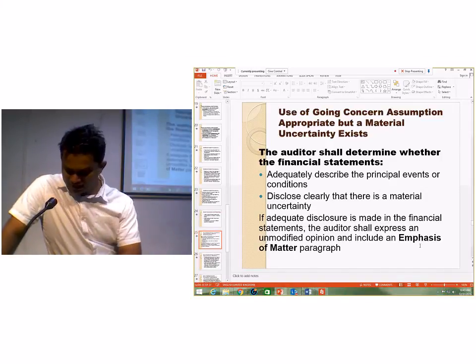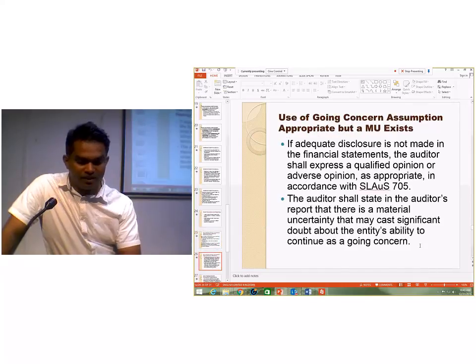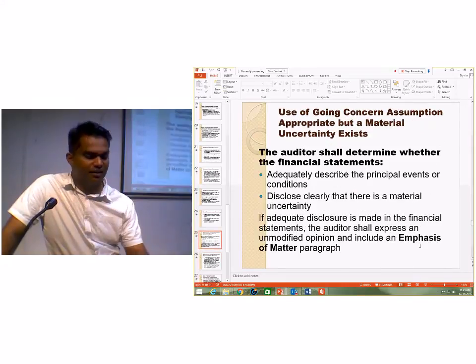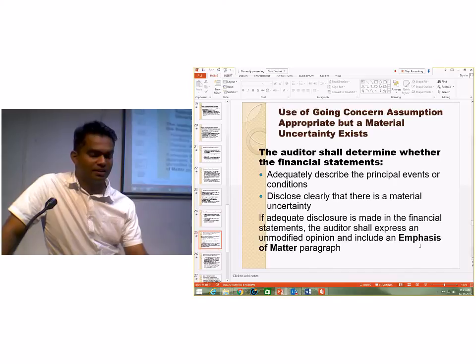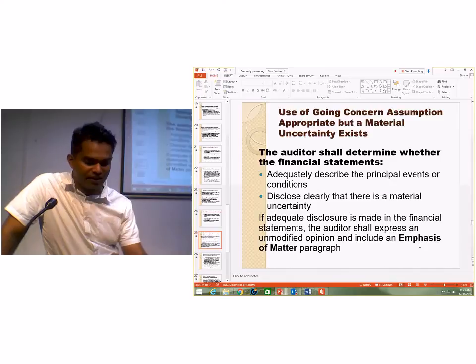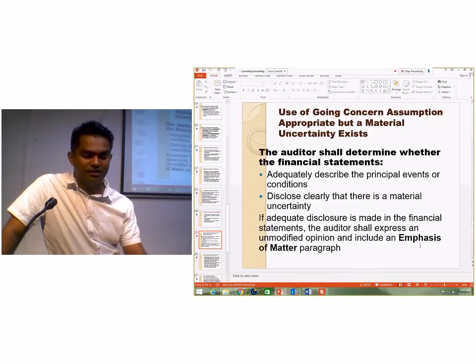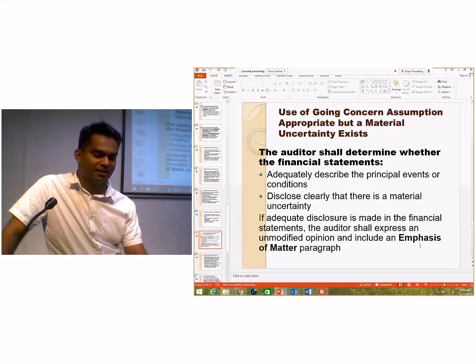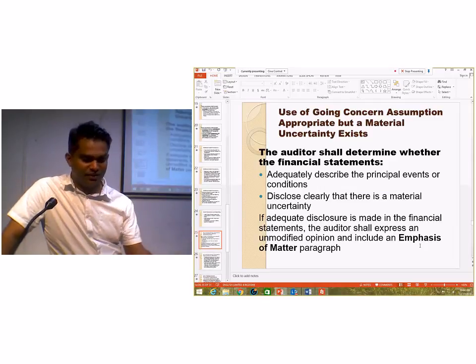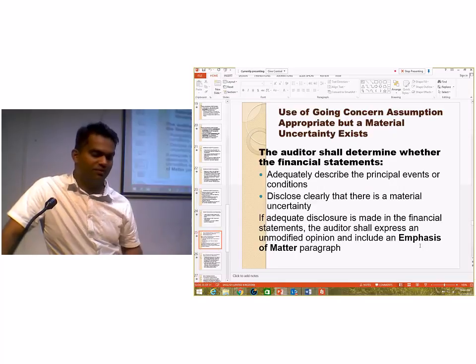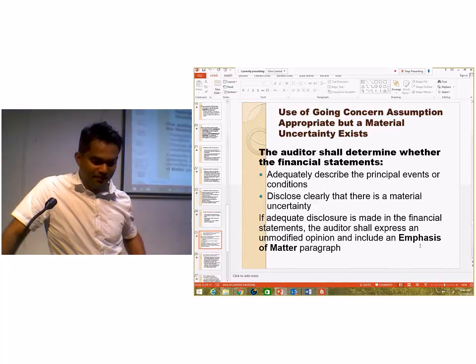So I don't want to discuss that part at this moment, because that will be discussed with SLAUS 706, the emphasis of matter paragraph and other matter paragraph auditing standard, and SLAUS 705, modification to the audit report, and SLAUS 700, the original audit report, the independent auditor's report. So that will be discussed in the next couple of weeks, right? So the rest of the reporting part, no need to discuss now. Clear?